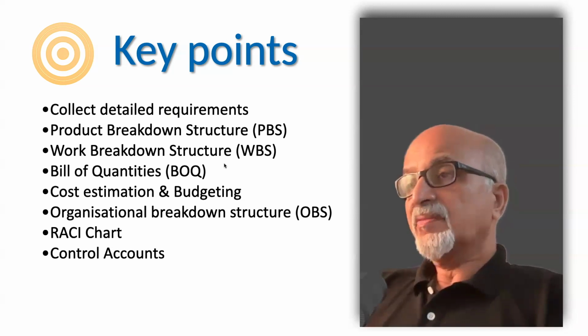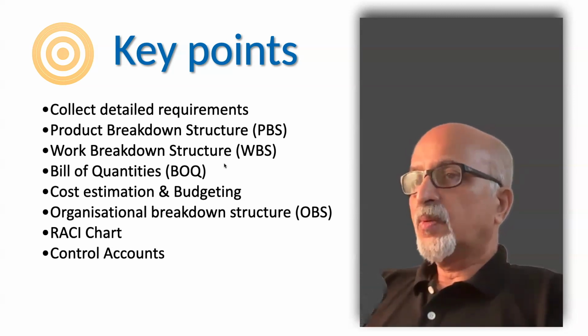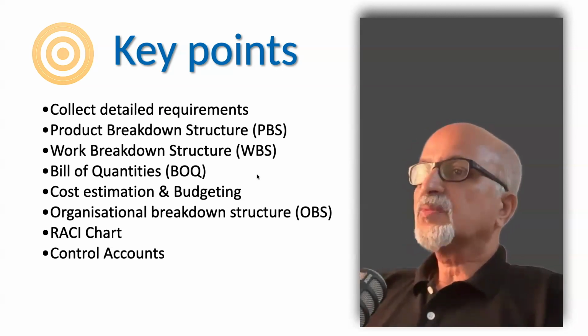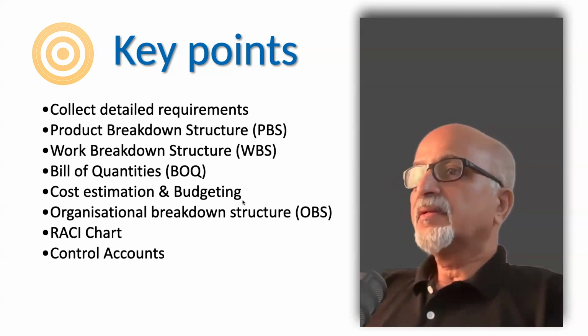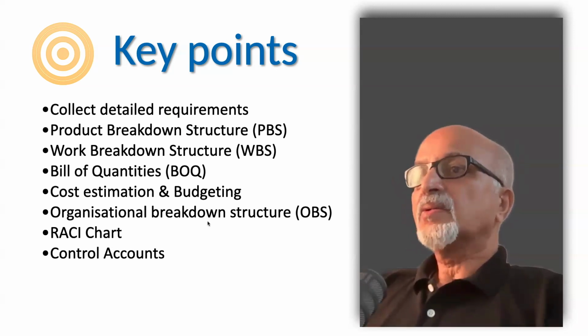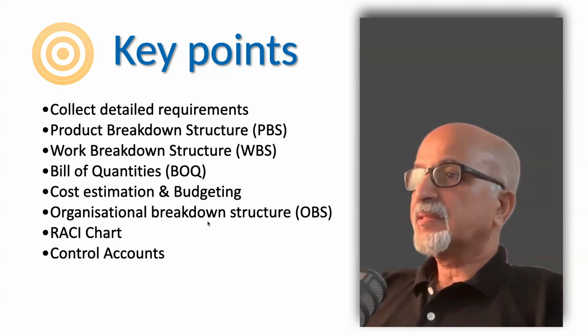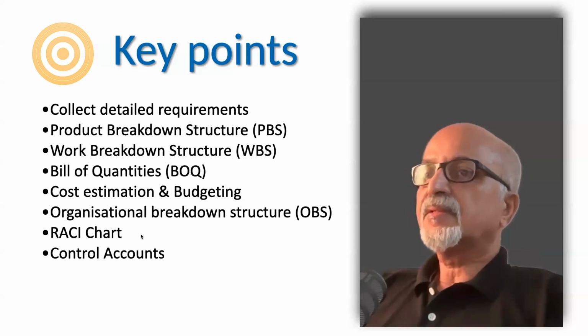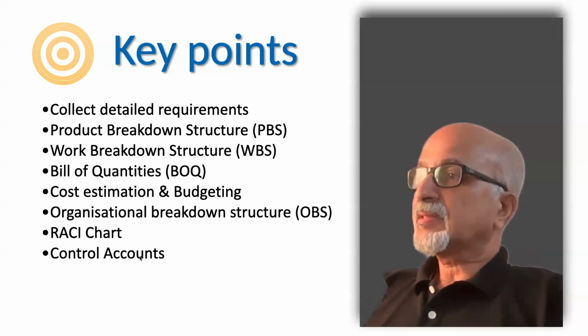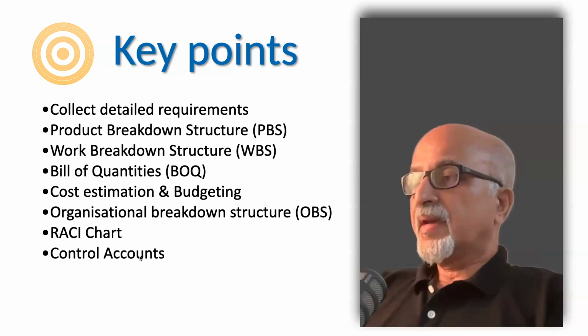And once we have the bill of quantities, then our cost estimation can be very accurate. And to the cost estimate, we add contingency reserve as well as management reserve, and you spread it across a timeline, then we arrive at the budget. We also discussed the organization breakdown structure. We discussed the RASI chart, and we also discussed control accounts.